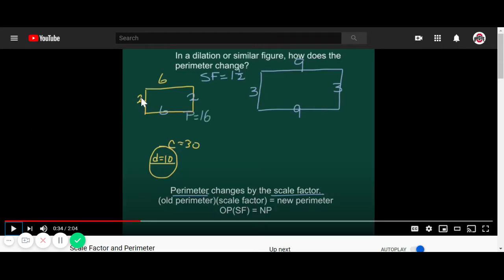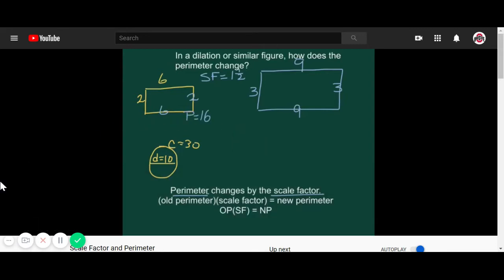She got that perimeter by just adding up the sides of this rectangle. So 6 plus 2 plus 6 plus 2 gives you 16. And I know that you learned in class how important it is to have a unit here. So just make sure that you have written on your paper 16 centimeters or 16 inches or whatever the given unit is. And our new perimeter is 12 plus 12. Our new perimeter is 24.